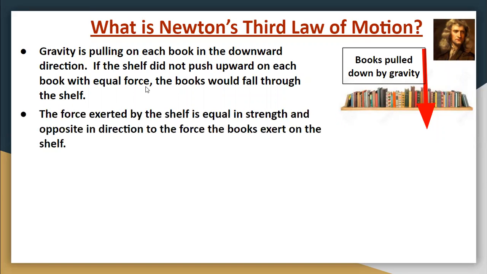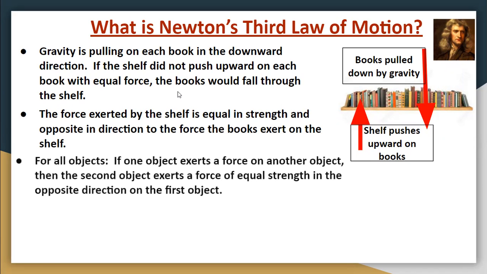So the force exerted by the shelf is equal in strength and opposite in direction to the force the books exert on the shelf. So the shelf pushes upward on the books, and the books are pulled down by gravity, and they stay on the shelf. For all objects, if one object exerts a force on another object, then the second object exerts a force of equal strength in the opposite direction on the first object.